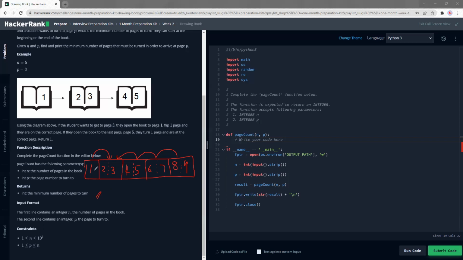So 1 divided by 2 is half, and half will be rounded down to 0. 2 will be rounded to 1, and 3 will be 1.5, which will be rounded to 1. So this will be 1, and this will be 2, 6 will be 3, 8 will be 4, and 9 will be 4.5, which will be 4 effectively. And hence, if I were to find the minimum value, right now this will be 1, while this will be 1, 2, 3.